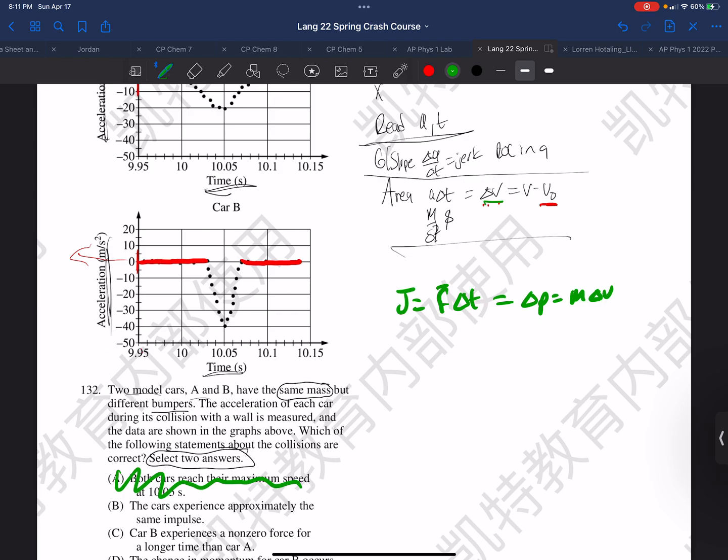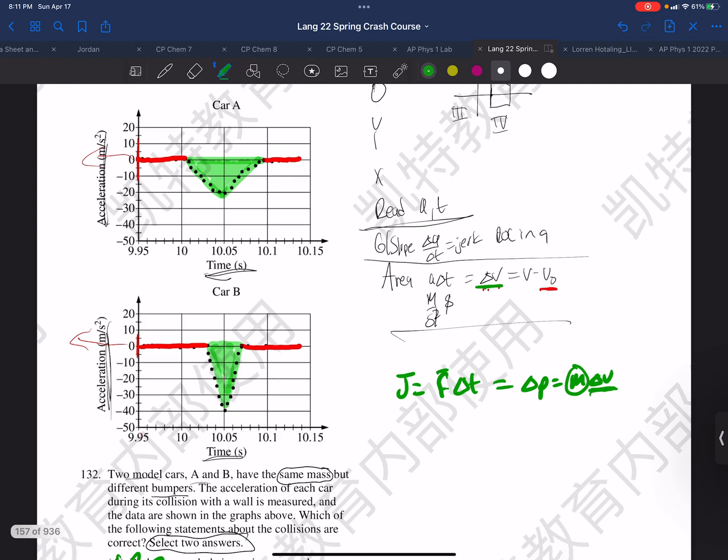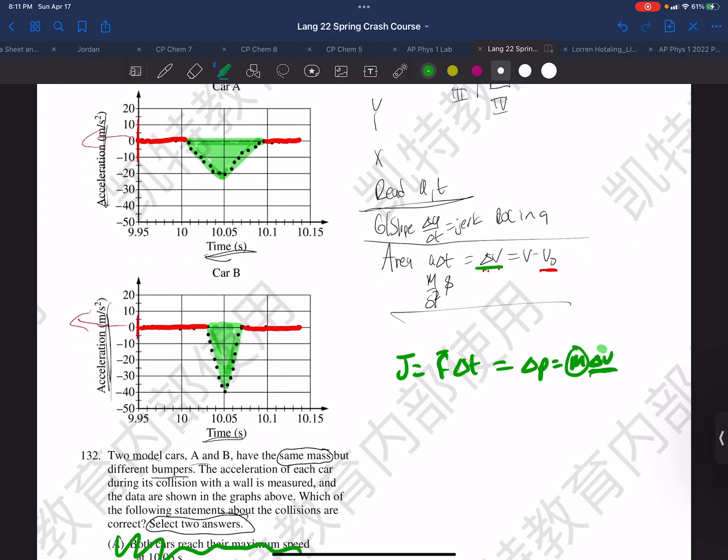Now, delta v can be arrived at. We know the m's are the same. And the delta v's can be arrived at through the area. So if we look at the area of this here, and the area there, are they equal to each other? Because if the areas are equal to each other, multiplied by the masses, then the impulses will be equal to each other. So let's assign some values here.